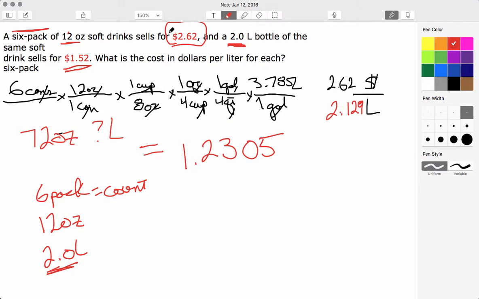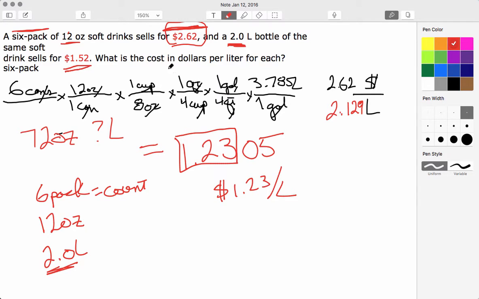So the one thing that's measured and counts towards significance here in this particular problem is this dollar amount, which is 2.62. So we're limited to 3 significant figures. So we'll report our answer as 1.23, and the answer would be $1.23 per liter is the answer you want to put.